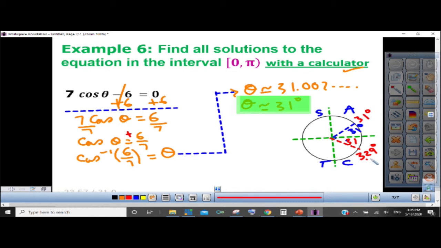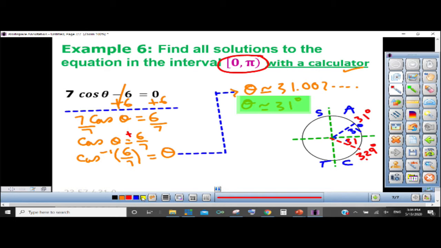Question is this, though. Let me be very careful. I have to follow my limits. Am I limited? The answer is yes, my dear. You are limited. You only could go from 0, including 0, all the way to pi, which is 180, but not pi itself. Which means automatically I have to reject this here. This is not acceptable. It's fine for me to think about, but not acceptable.